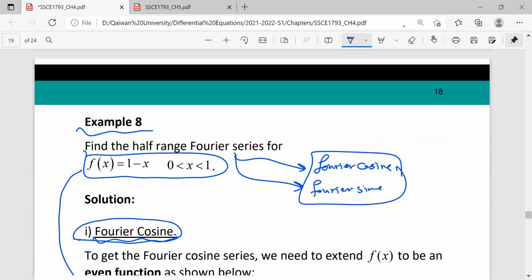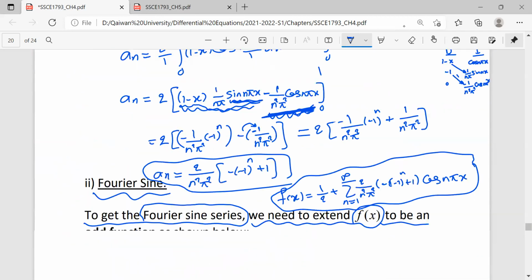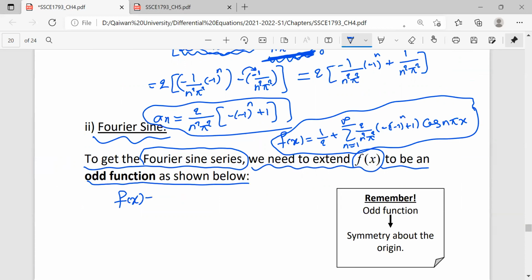But here, let's write down the function: f of x is 1 minus x. This is the given function, where x is from 0 to 1. Now we must find a piecewise function such that this function is a part of it, and we create the other part to be an odd function.